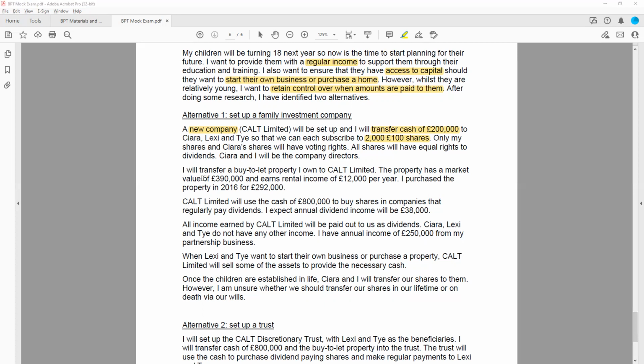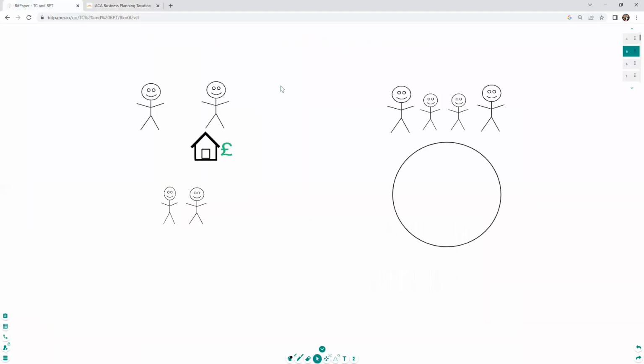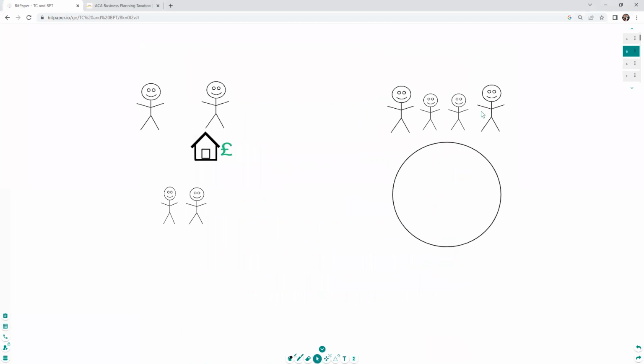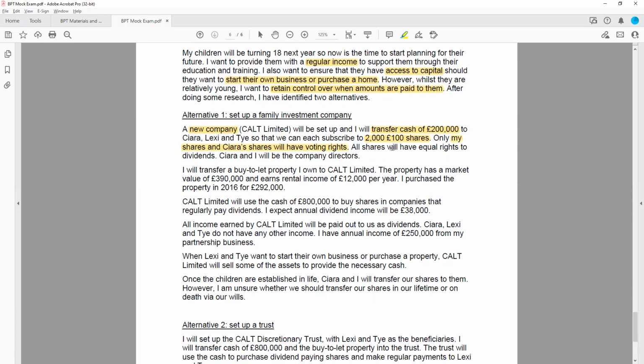So you can see what they are suggesting to do here is that, we've got Anna here, the individual who owns assets, and they're going to set up a company and they're each going to have shares in the company. But we can see here that only the parents' shares will have voting rights. So they'll have control over the company. They're also going to be the directors as well. So they're going to have day-to-day control over the company. And they've also got the shares with the voting rights as well. So the children's shares don't have voting rights, although they do have rights to receive dividends.